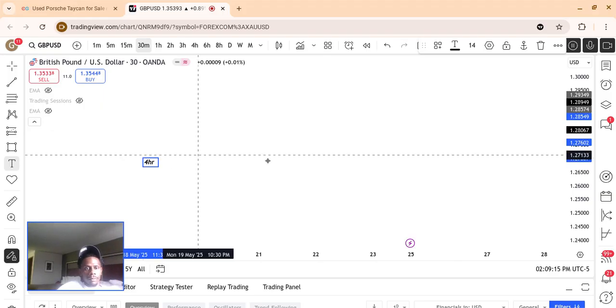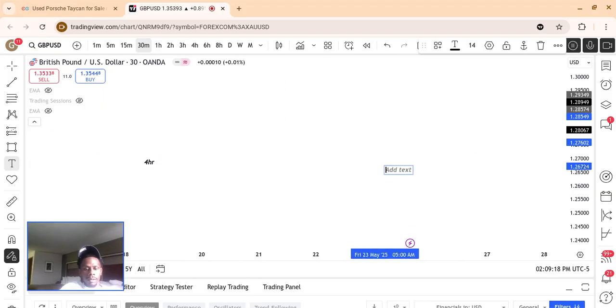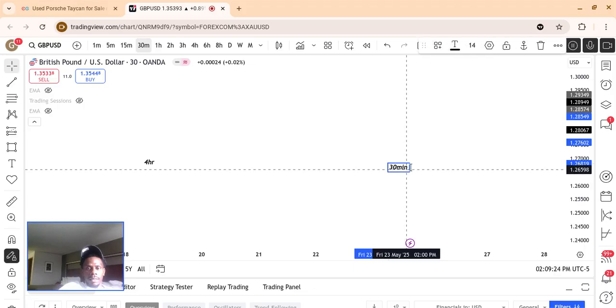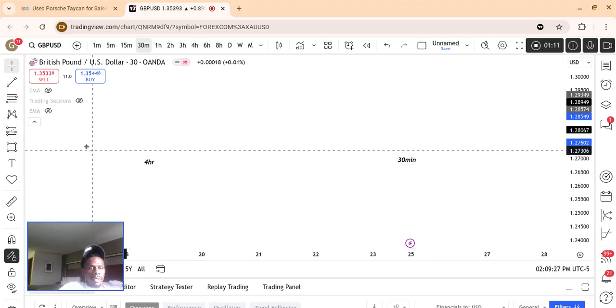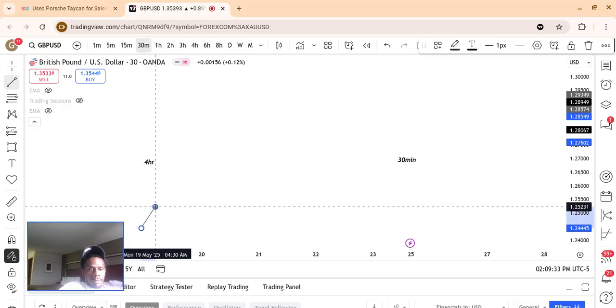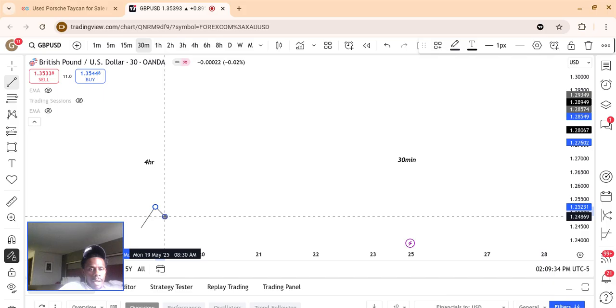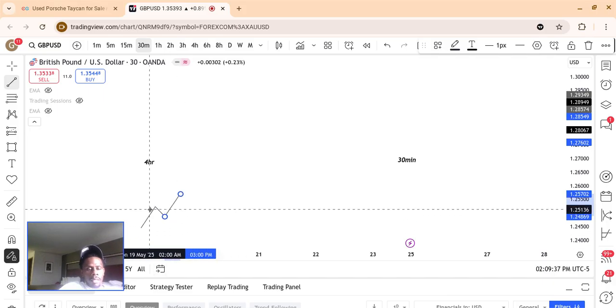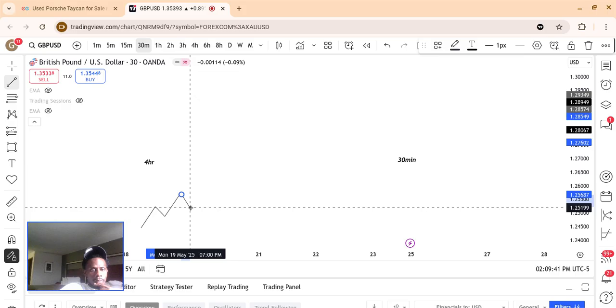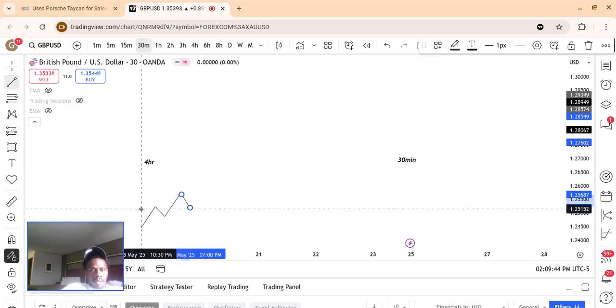If you're looking at the market on a 4 hour, price may look something like this. You may see price going higher high, higher low, higher high. Well, let's just say another higher low before the new higher high was created.